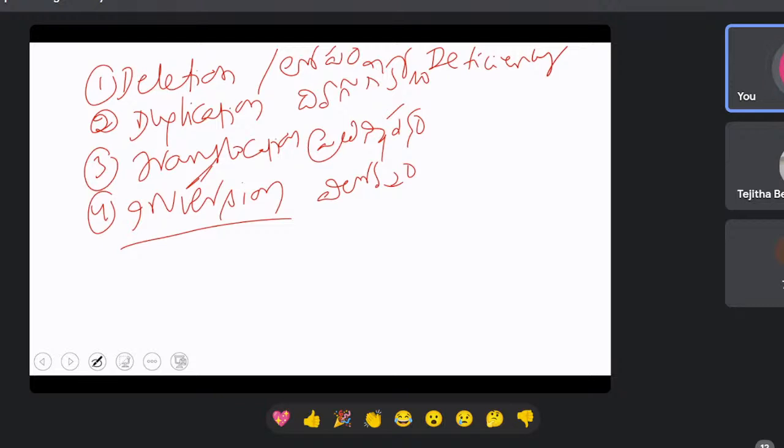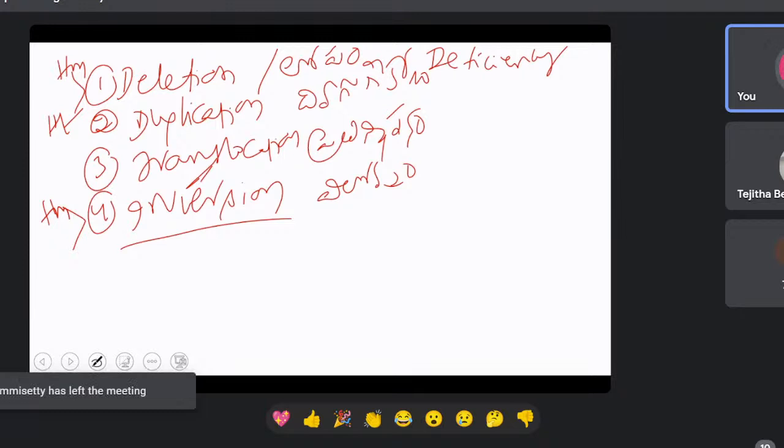In each of these, again we come across homozygote and heterozygote. That means if deletion occurs in both chromosomes of a pair, it is a deletion homozygote. If deletion occurs in only one chromosome of a pair, then it is called a deletion heterozygote. Likewise, if inversion occurs in both the chromosomes, it is an inversion homozygote. If inversion occurs in only one chromosome of a pair, then it is an inversion heterozygote. Likewise in duplication and translocation also.